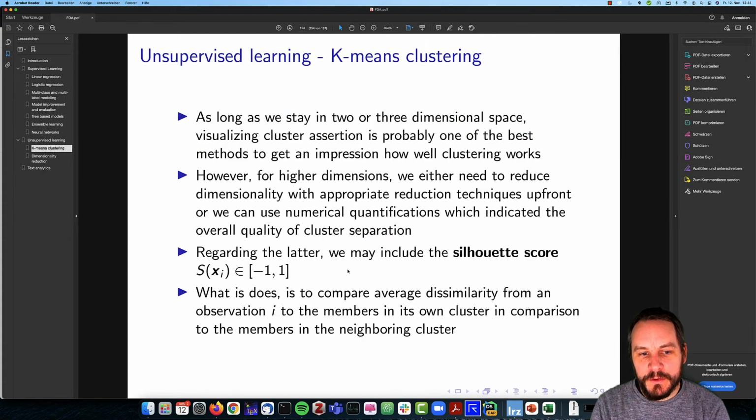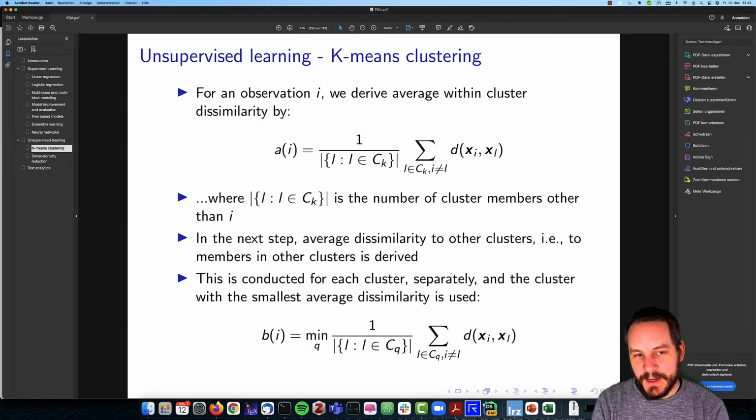Furthermore, you can also calculate what is called the silhouette score. The silhouette score is usually normalized to a value range between -1 and 1. What it does is compare dissimilarity, so again how big the squared differences are according to the Euclidean distance. Even though it looks complex if we write it down formally, it just uses the average dissimilarity from a single observation i to all the observations in its own cluster.